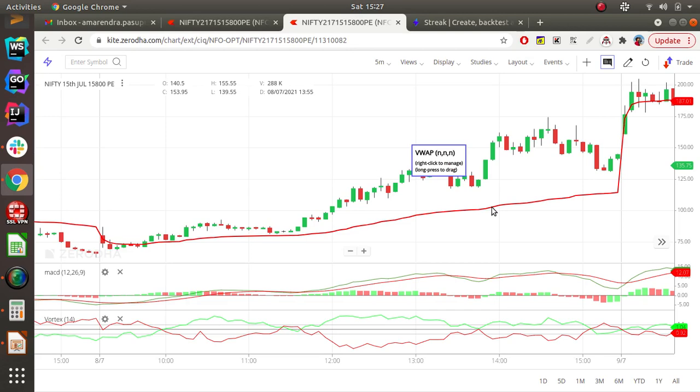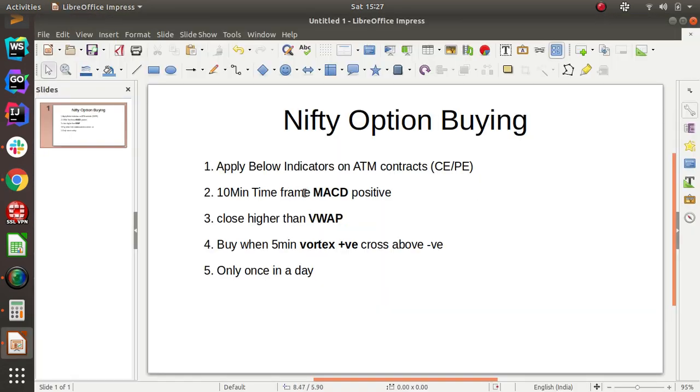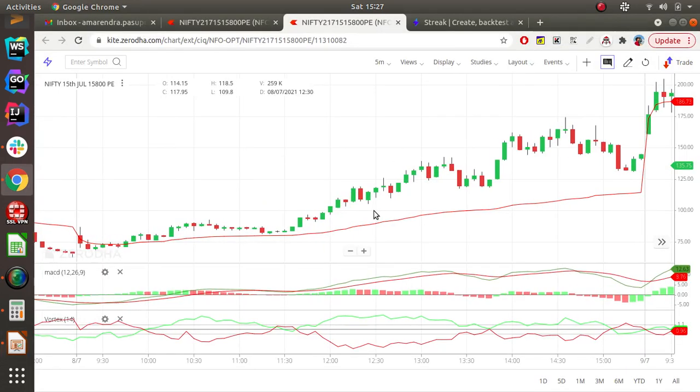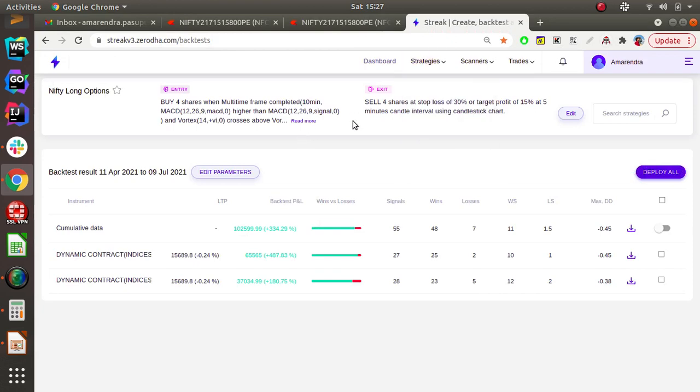So the strategy looks simple: 10 minutes MACD, close above the volume weighted, and the buy needs to be initiated when the 5 minutes Vortex positive crosses above the negative. Only once in a day. Okay, let us go and implement it in Streak.